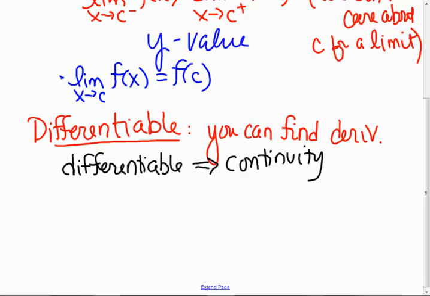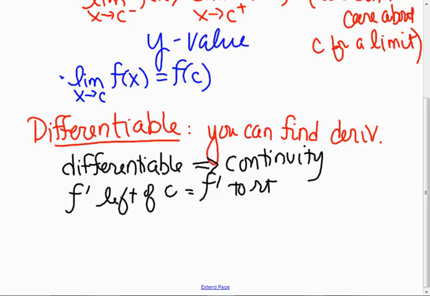And differentiable means that the derivative f prime to the left of c has to equal f prime to the right of c. You can't have an abrupt rate of change. You can't have an abrupt slope change. It's got to transition nicely.